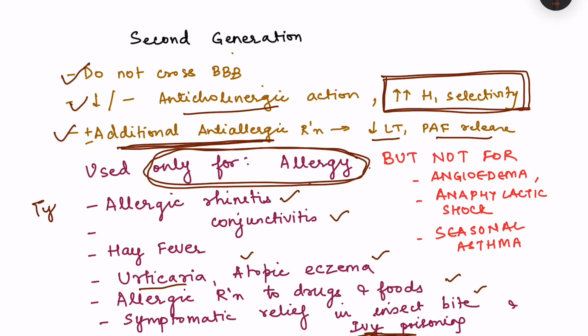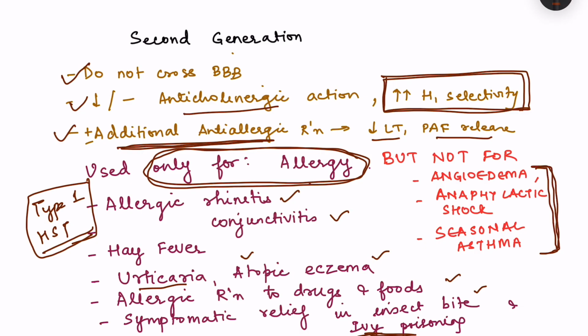Basically, if we see type 1 hypersensitivity reaction, where IgE antibody and the allergen interaction with the IgE antibody is important for this type 1 hypersensitivity reaction. But it is not used for angioedema, anaphylactic shock, and seasonal asthma. Seasonal asthma, because bronchoconstriction, I told you that mainly it is the leukotrienes and PAF which is important. So seasonal asthma, they cannot be used. Bronchoconstriction occurs due to other mediators.